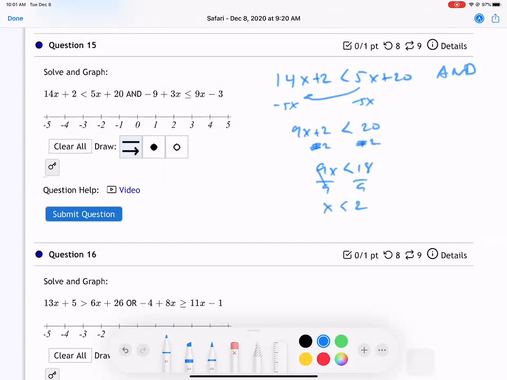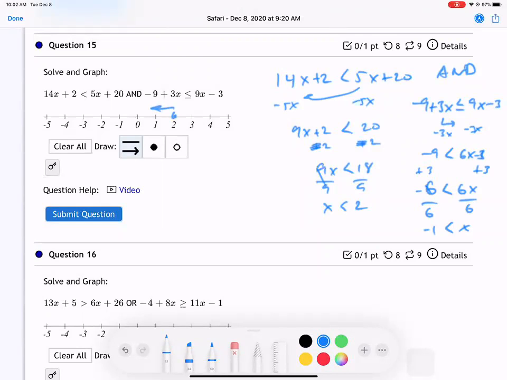Okay, so first thing we're going to graph, x is less than 2, so for sure we're going to go that way. Our next part is, let's solve the second equation, negative 9 plus 3x less than 9x minus 3. I'm going to move the x over, so minus 3x to both sides. Negative 9 less than 6x minus 3, then plus 3 to both sides. This becomes a negative 6 is less than 6x, so divide both sides by 6. X is less than negative 1.